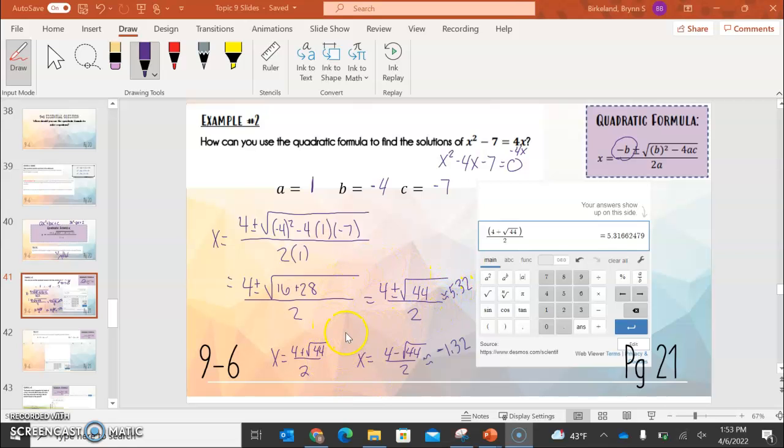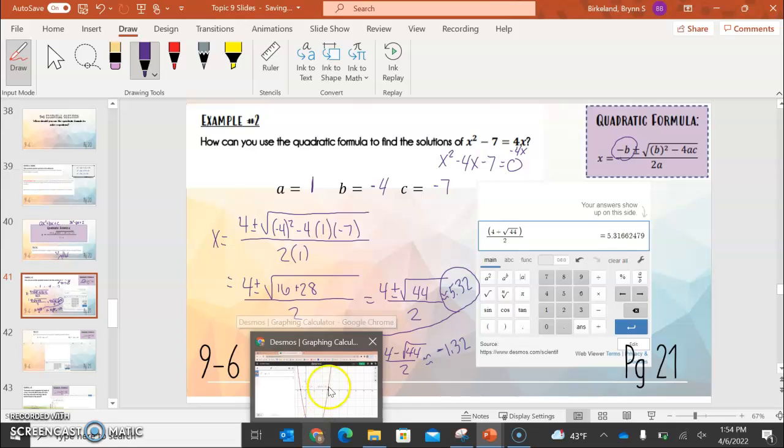So I did write this in the wrong area here, but we've got 4 plus the square root of 44 divided by 2. I'll circle my answer here, and you can see the calculator has calculated that for me, approximately 5.32. The other one that I typed with the minus sign was a negative 1.32. This means that the solution to our original equation, or when the quadratic that we moved over the minus 4x equals 0, means that quadratic crosses the x-axis at those two values.